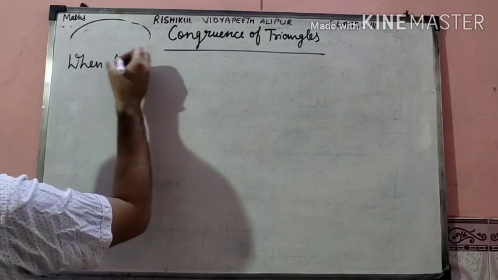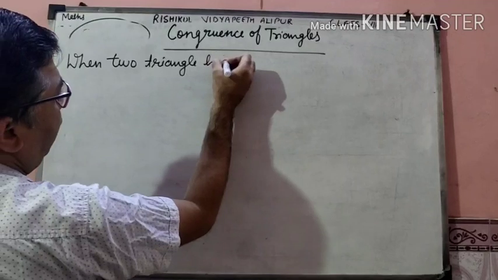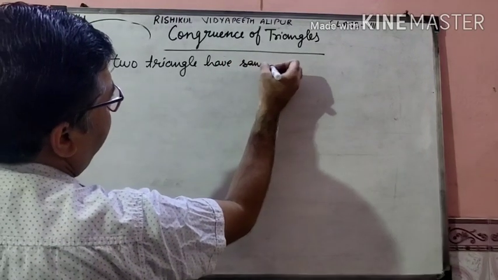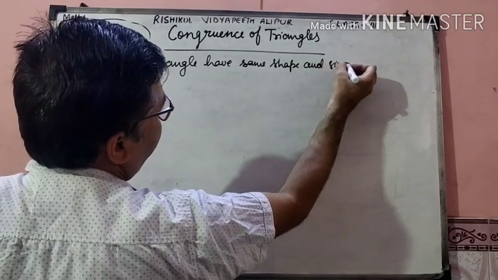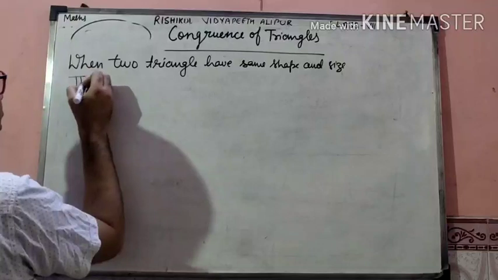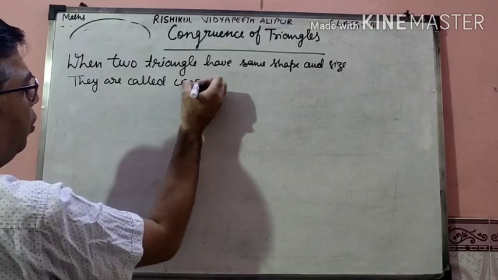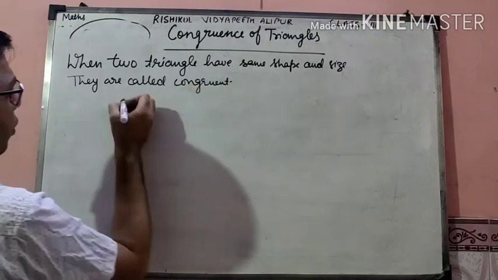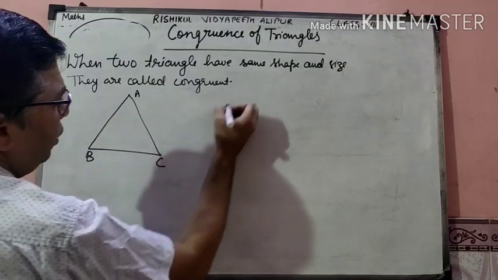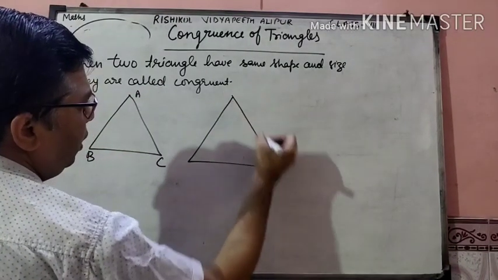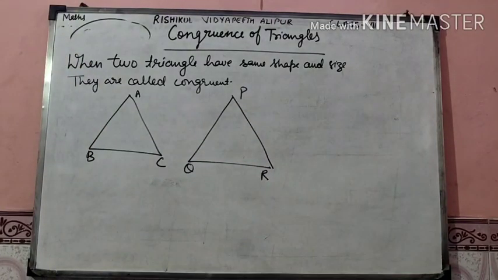When two triangles have the same shape and size, they are called congruent. Suppose triangle ABC and triangle PQR. These two triangles are congruent.